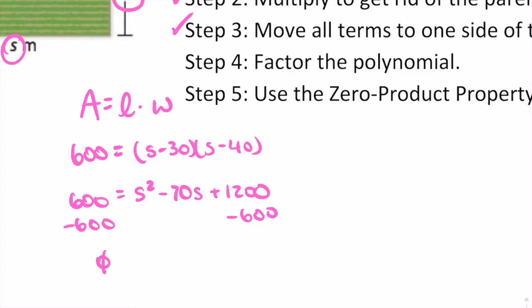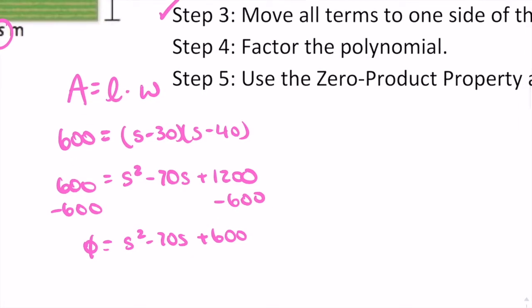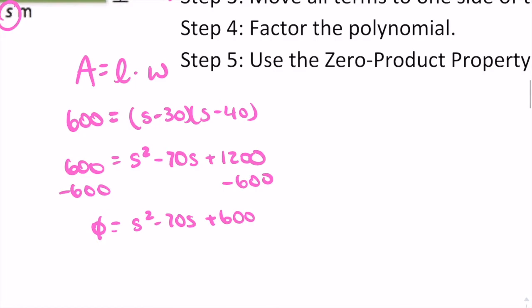So 0 is equal to s squared minus 70s plus 600. Okay, so you must have all zeros. So from here, now I can factor this polynomial. Okay, draw your X. This is my C term, B term, so 600. I get negative 70.